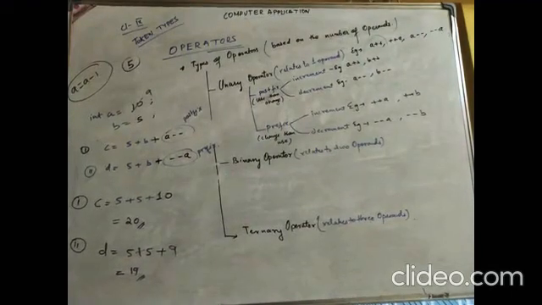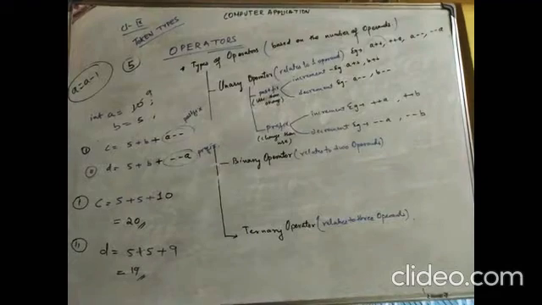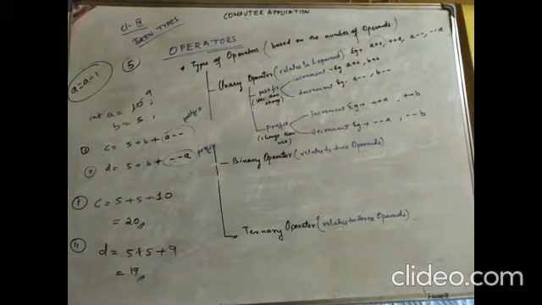Clear? This is how you do the prefix and postfix increment and decrement operators. Clear? This is how it works. This is about your unary operators, which relate to one operand. Okay, clear all of you? Understood?